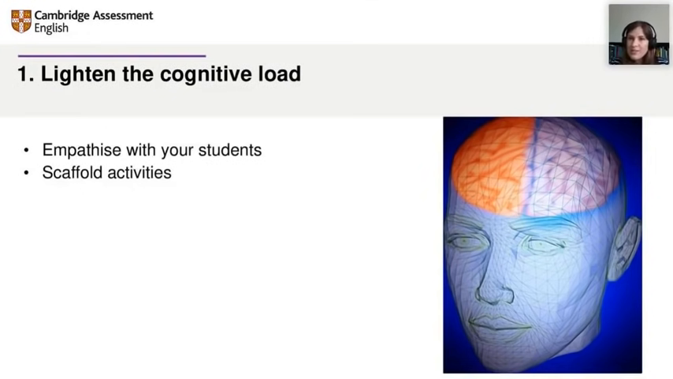So the first one sounds very simple, it's just empathize with your students. I think show students that you understand that it's difficult, that it's not the same, that it's different, and in some ways might be harder. I think empathy can go a long way, and if students see that you understand how they're feeling, that can help you and the students connect a bit more.